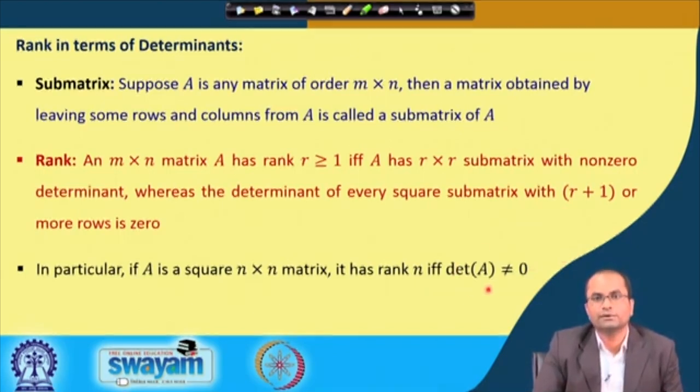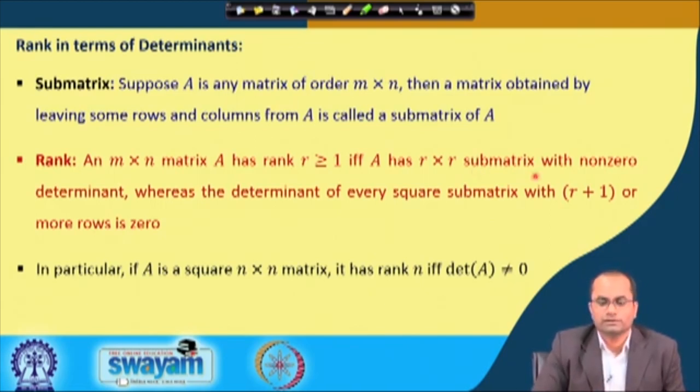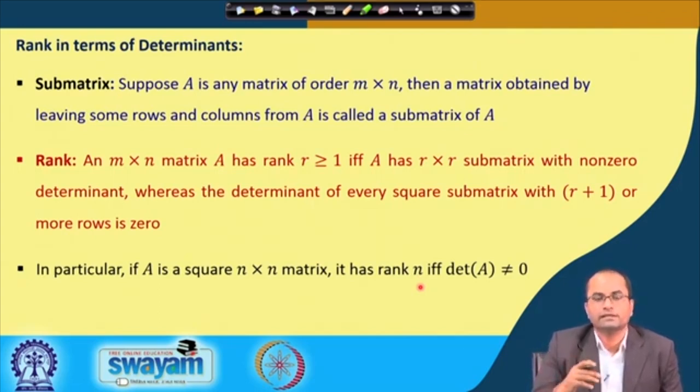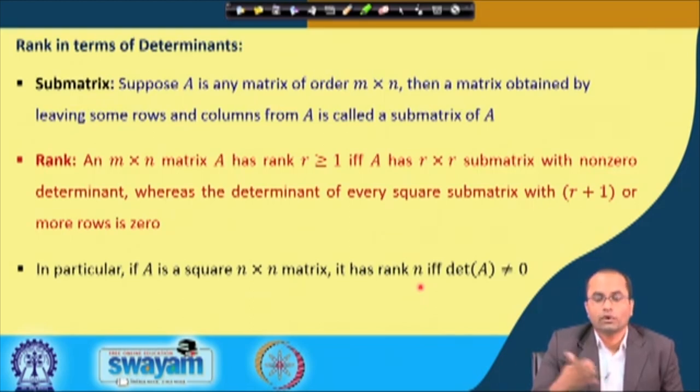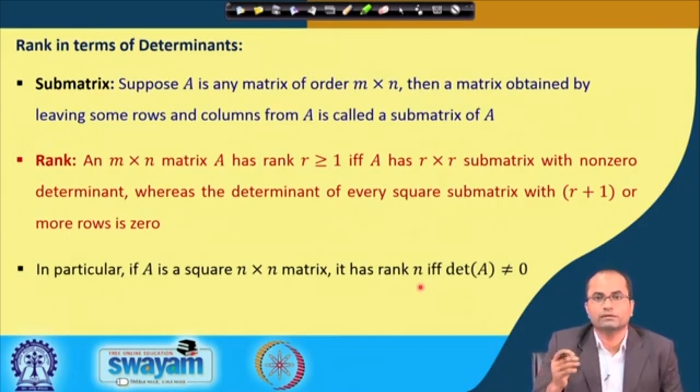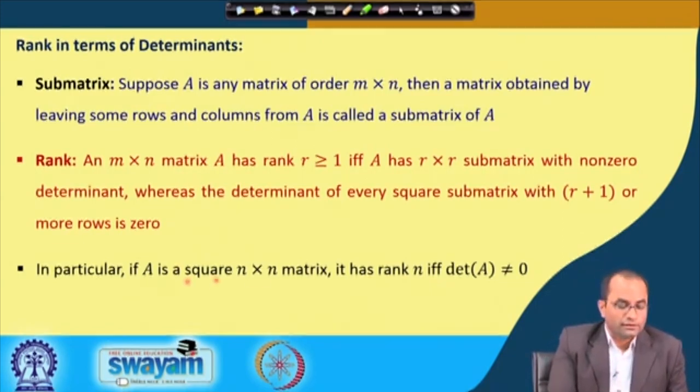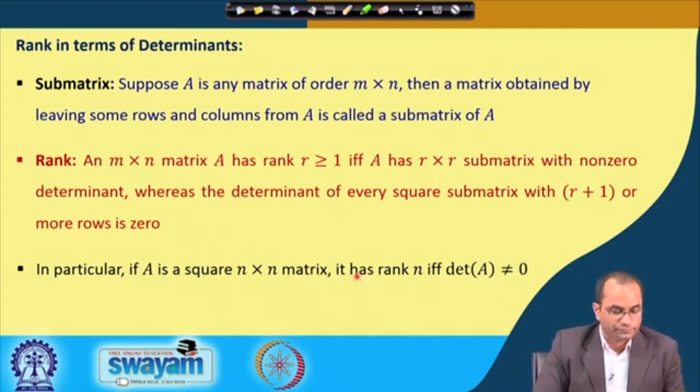If the determinant is 0, then we have to reduce to the different submatrices of order n minus 1. We have to check all the submatrices of order n minus 1 and their determinants. If they all are 0, then we have to reduce to n minus 2 and so on. But if even one of these n minus 1 submatrices has a non-zero determinant, then the rank will be n minus 1.